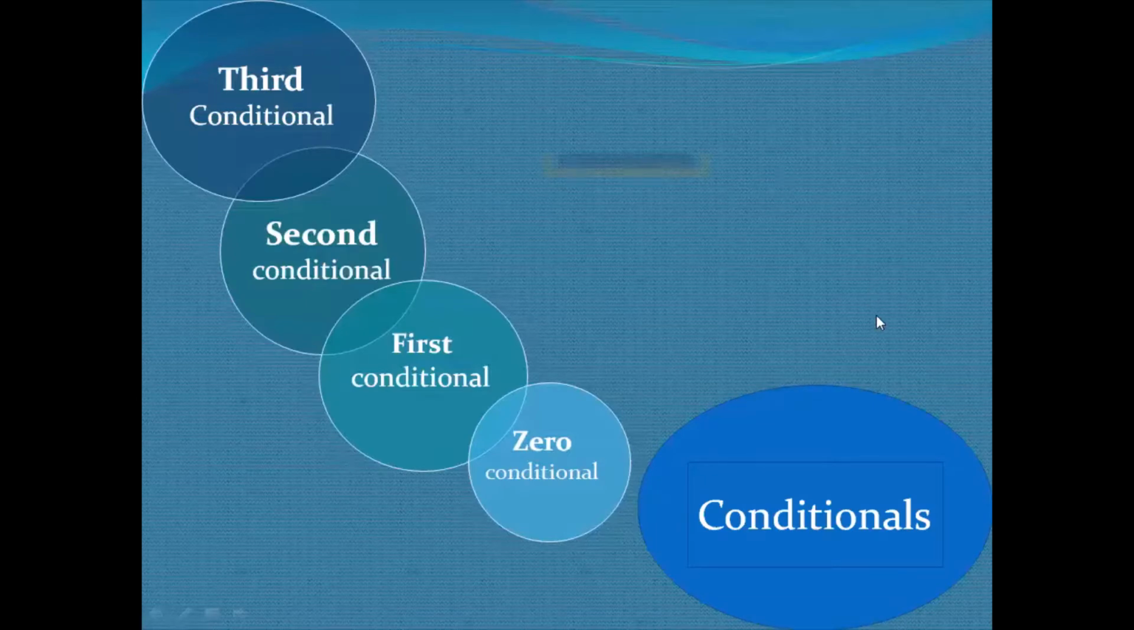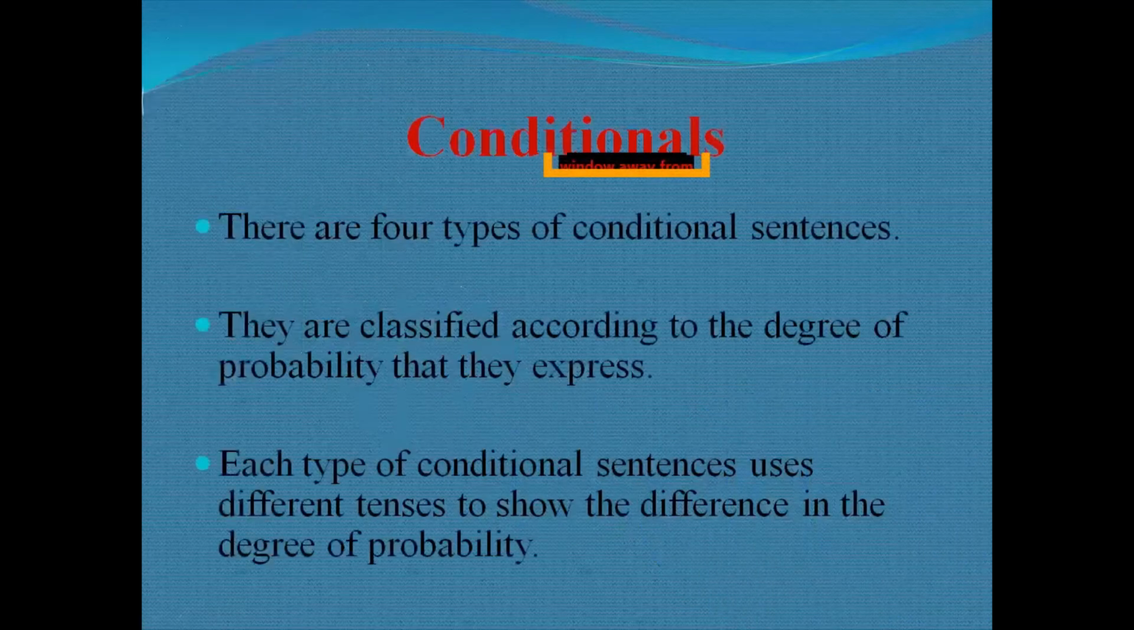So today we are doing conditional sentences. We have four types of conditionals as you can see on your screens: zero conditional, first conditional, second conditional, and third conditional. We classify these conditional sentences according to the degree of probability that they express. Probability is the extent to which something is possible, how possible it is that the condition would get fulfilled in the past, in the future, or in the present.